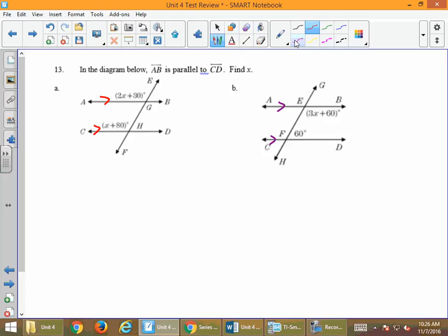What do we know about angles that are corresponding? What do we know about their measures? Their measures are equal. They're congruent. Again, in this section, we're reviewing that either two things are equal or two things are supplementary. Supplementary means what again? Adds to 180. So since these are congruent, we are going to set them equal to one another. So here's what we do. 2x plus 30 is equal to x plus 80.